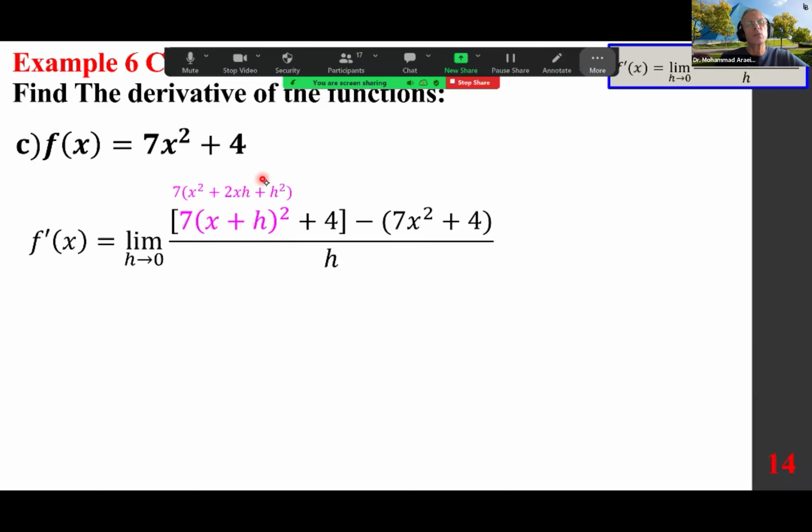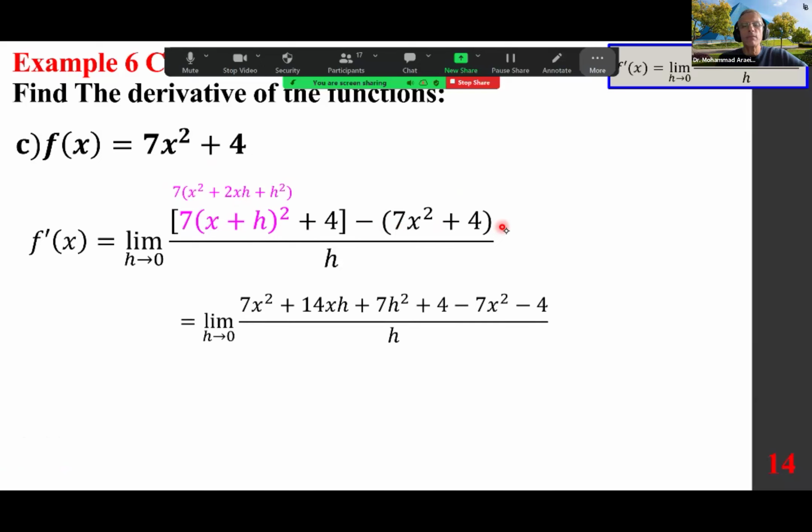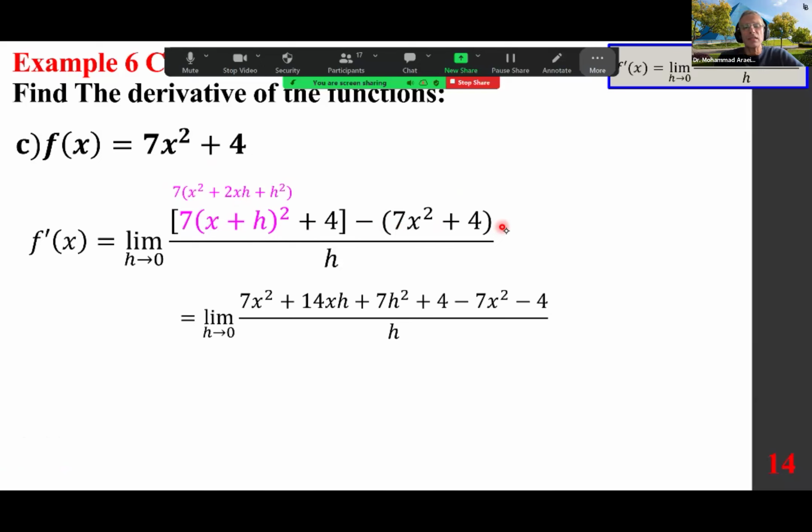Distribute the 7, we get 7x squared plus 14xh plus 7h squared plus 4 minus 7x squared minus 4. All we have to do is simplify. This is all algebraic techniques, class. Simplify the numerator as follows. 7x squared and minus 7x squared cancel each other. 4 and negative 4 cancel each other.